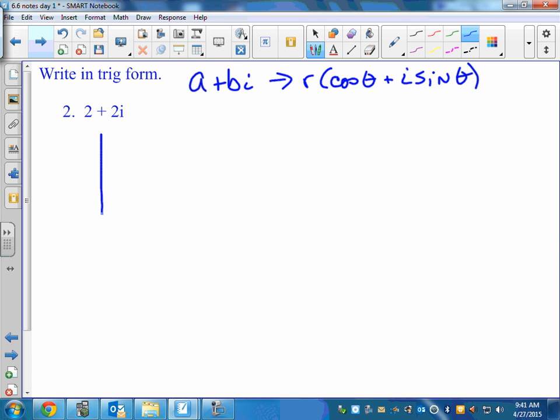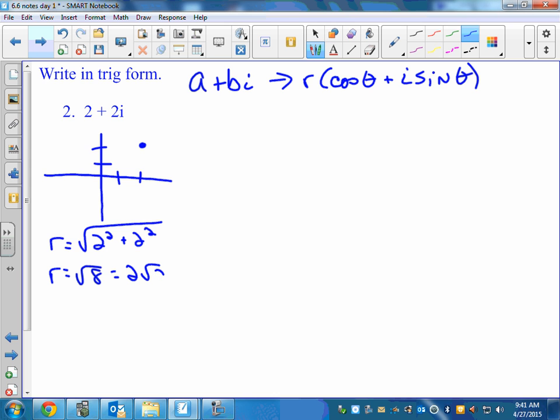We're going to think about that in a minute, so I'm just going to very roughly sketch this out here, right? So I can say r is going to be the square root of 2 squared plus 2 squared, square root of 8, which is 2 radical 2.